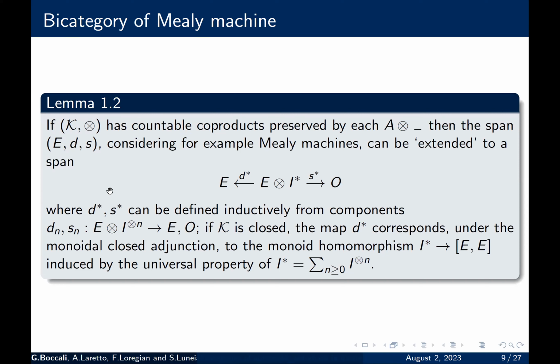Also, we need to notice that if K has countable coproducts preserved by the tensor product, then the span of a Mealy machine can be extended to such a span as you can see here in the diagram, where E star is the free monoid defined by the infinite coproduct of the nth power of I, and D star and S star can be defined inductively from components Dn, Sn of this kind of type as you expect. Obviously, if K is also closed, the map D star corresponds under the monoidal closed adjunction to the monoid homomorphism E star from E star to the hom EE.